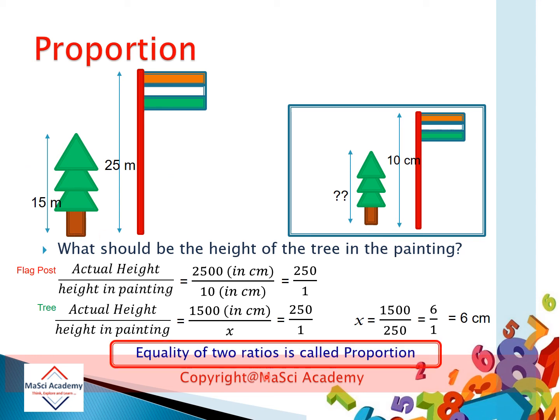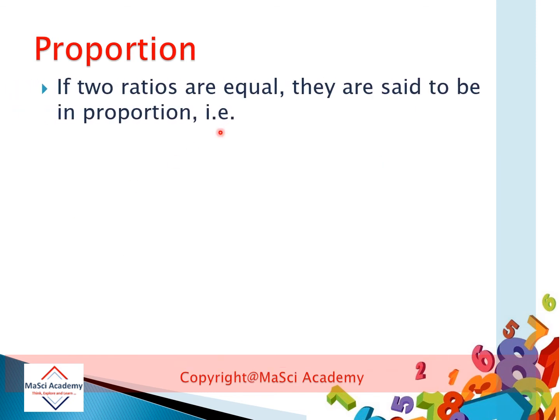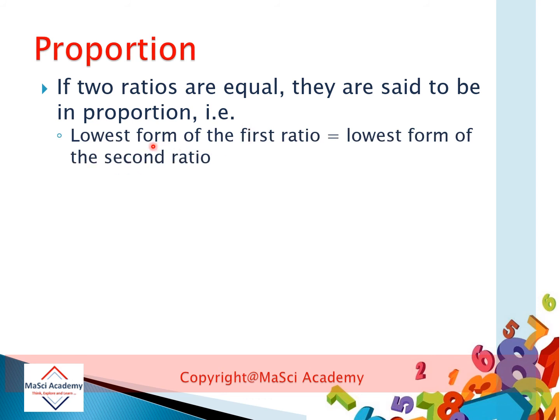Thus, equality of two ratios is called proportion. When we equate the ratio of the height of the flagpost to the height of the tree, we say that our painting is in proportion to their actual heights. So, if two ratios are equal, they are said to be in proportion. That is, the lowest form of the first ratio is equal to the lowest form of the second ratio. Then the two ratios are said to be in proportion.